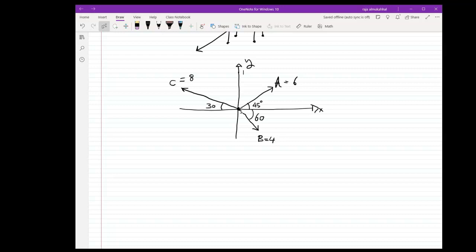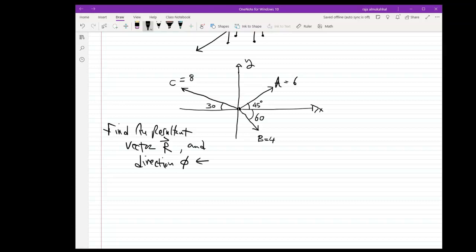How do I find the resultant vector? I'm going to give you a recipe that will work for every problem on how to find the resultant vector. All right. So the way you find it is the following. I'm going to write down the recipe first. So the question here: find the resultant vector. We're going to give the resultant vector the symbol R, and direction. And when we say direction, we really mean the angle with respect to the x-axis, phi, okay? So this is the direction, phi. So when you say direction, it means angle, with respect to the x-axis. You got it? So basically, that's what the question is. Find the resultant vector, R, and its direction, all right?